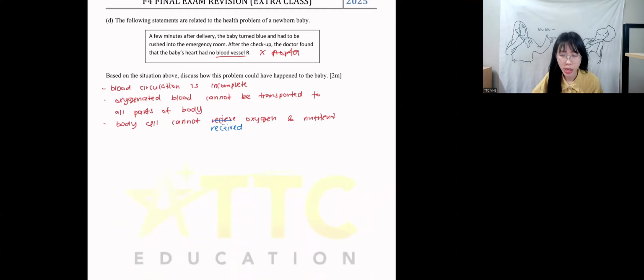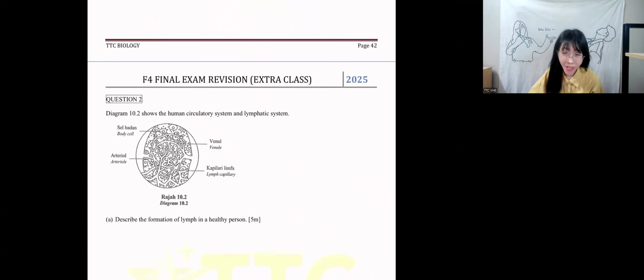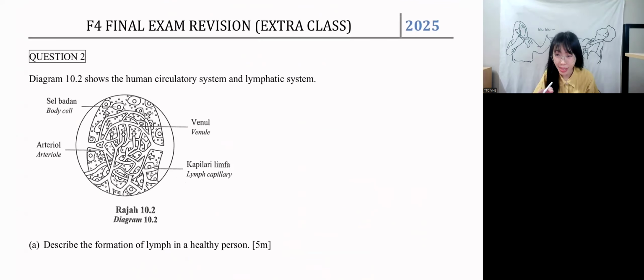Next question is we learn about the lymphatic system. I think in the Selangor paper they will ask you about this, so you all take note, okay? I think it's a structural question, not an ACA question. Chapter 10 is not ACA also. Figure 10.2 shows the human circulatory system and lymphatic system. Describe the formation of lymph in a healthy person. This is a very common question to be asked in exam, and you have to learn the labeling first.